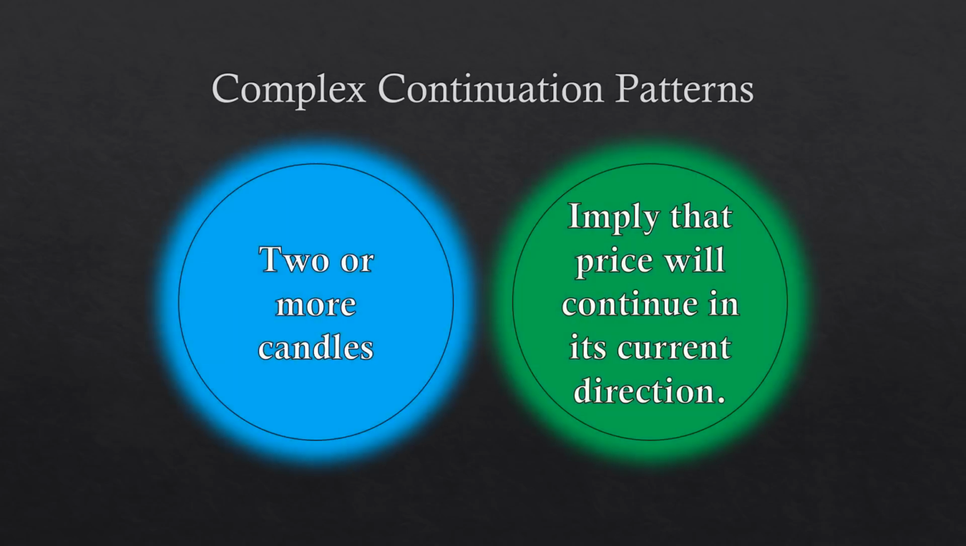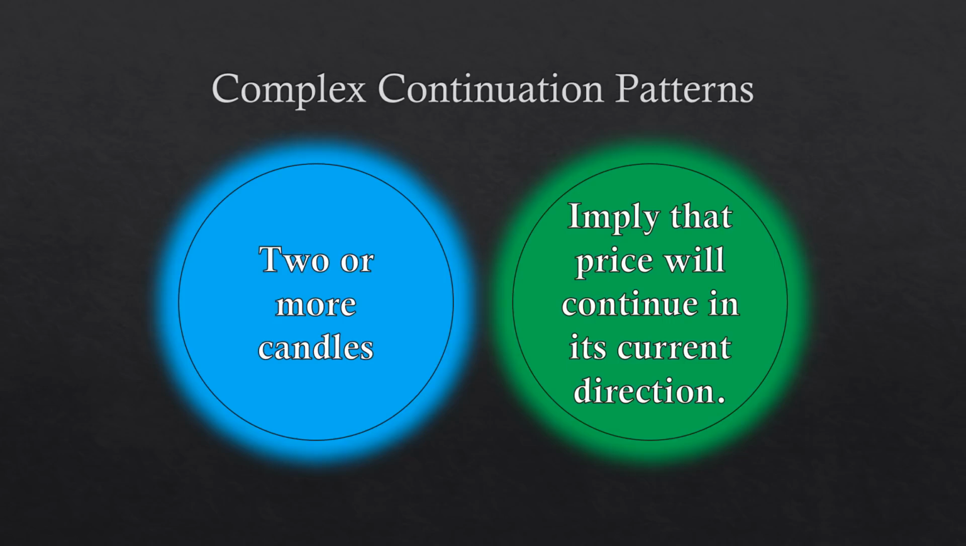We want to move on now to the continuation patterns. In other words, the candlestick patterns that imply that price will continue to go in its current direction. A couple of things to notice here before we dive into the patterns is that there aren't as many continuation patterns as there are reversal patterns, and there aren't simple continuation patterns. We'll start with the complex continuation patterns formed by two candles.